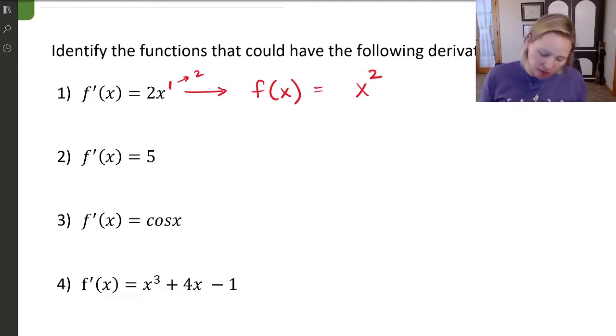This is one possibility. So let's take a look at number 2. And maybe you can pause the video if you're getting the hang of this and you want to try it out. You go right ahead, pause the video, see if you can come up with these functions. But I'm going to keep on moving.